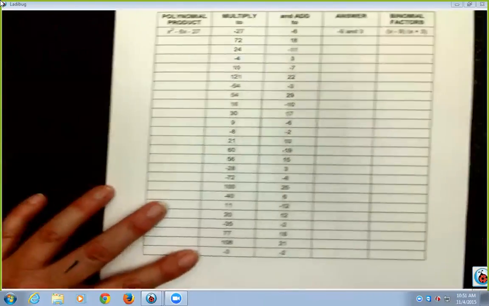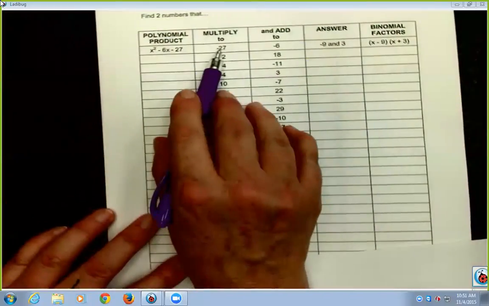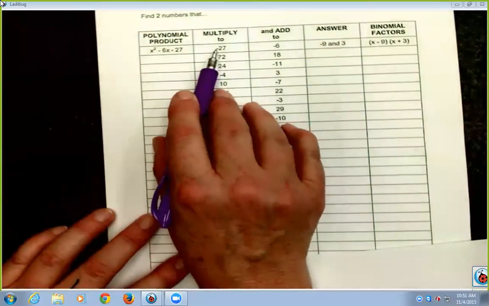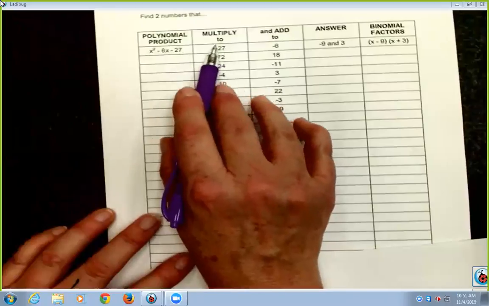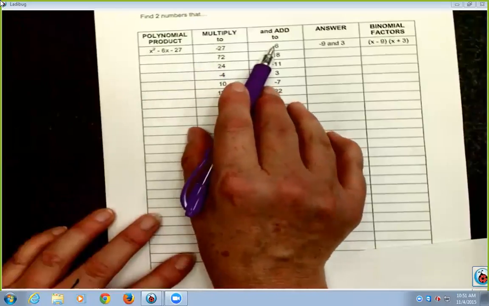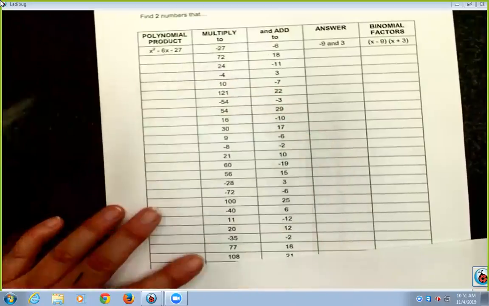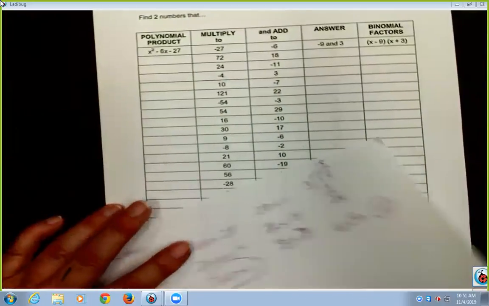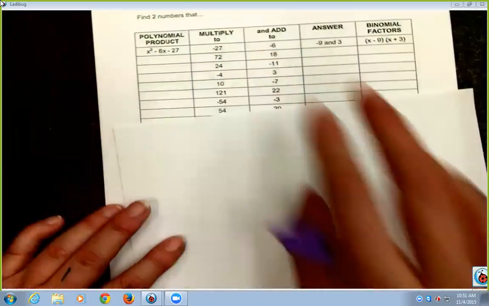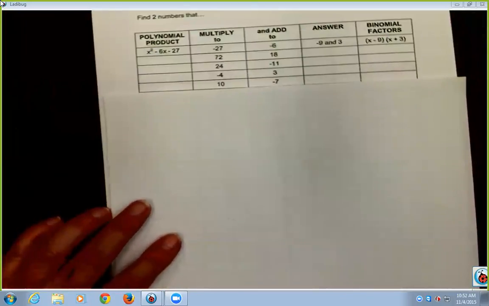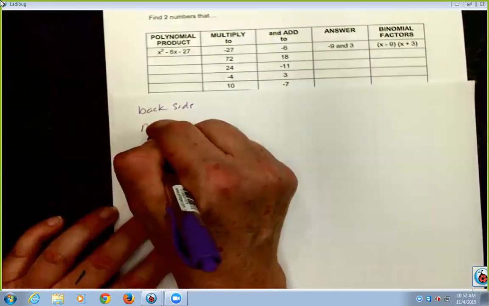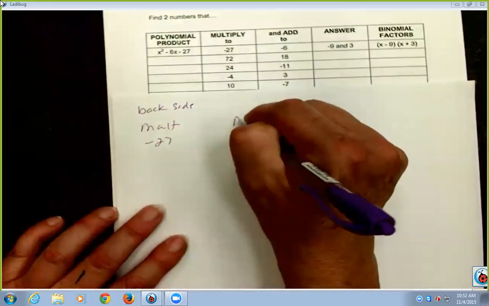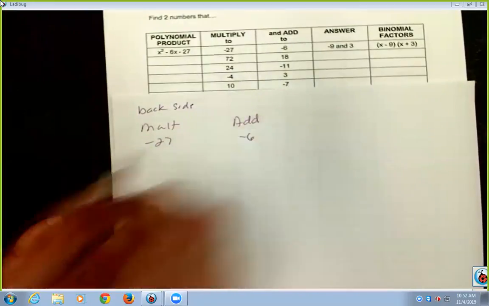The flip side is going to throw in some negatives. So when you set up your polynomial, or your trinomial, you're going to have x squared minus 6x minus 24. So go with your signs. The other side of the paper, everything's positive. This side, we're going to get some signs involved. So it makes it a little different, because what happens here is I have to take things that multiply to give me a negative 27, but at the same time add to give me a negative 6.